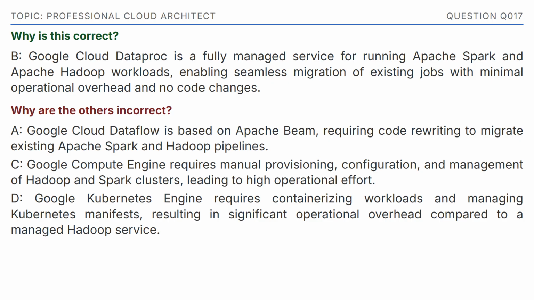A. Google Cloud Dataflow is based on Apache Beam, requiring code rewriting to migrate existing Apache Spark and Hadoop pipelines. C. Google Compute Engine requires manual provisioning, configuration, and management of Hadoop and Spark clusters, leading to high operational effort. D. Google Kubernetes Engine requires containerizing workloads and managing Kubernetes manifests, resulting in significant operational overhead compared to a managed Hadoop service.